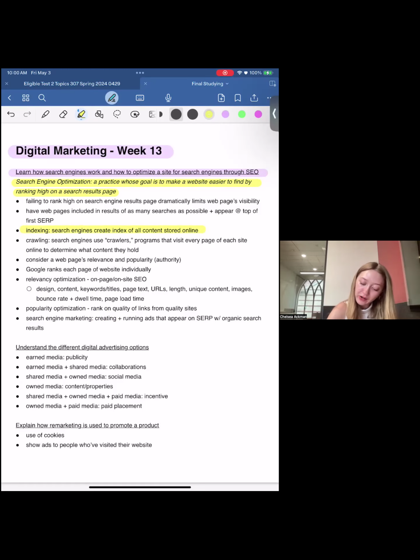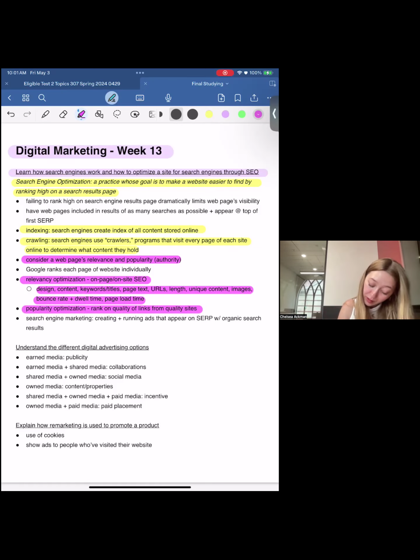What search engines do is index. They create indexes of all content stored online, and they are crawling, where they use crawlers, programs that visit every page of each site online to determine what content they hold. They consider a web page's relevance and popularity, aka their authority. Google ranks each page of a website individually. And then there's relevancy optimization, which looks at on-page or on-site SEO. They look at all these things of a website: the design, content, keywords and titles, page text, URLs, length, unique content, images, bounce rate and dwell time, and page load time.